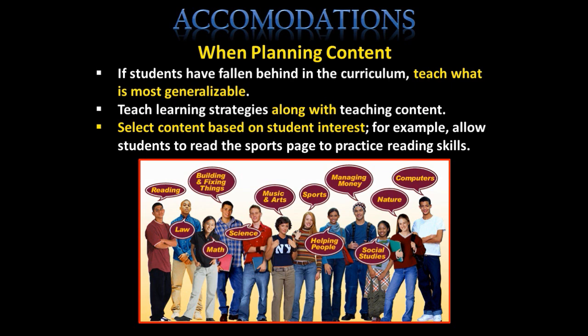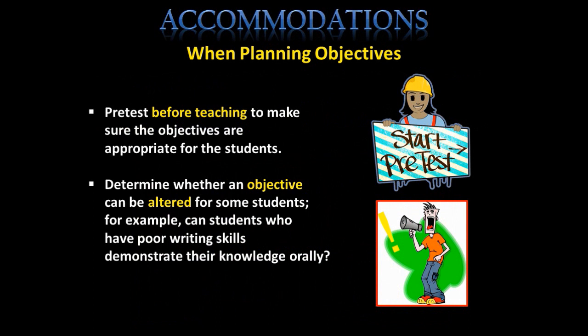When planning content, if students have fallen behind in the curriculum, teach what is most generalizable. Teach learning strategies along with teaching content. Select content based on student interest. For example, allow students to read the sports page to practice reading skills. Accommodations when planning objectives. Pre-test before teaching to make sure that the objectives are appropriate for the students. Determine whether an objective can be altered for some students. For example, can students who have poor writing skills demonstrate their knowledge orally?